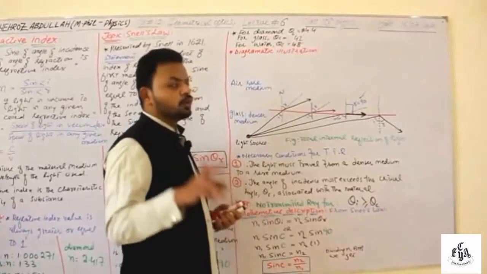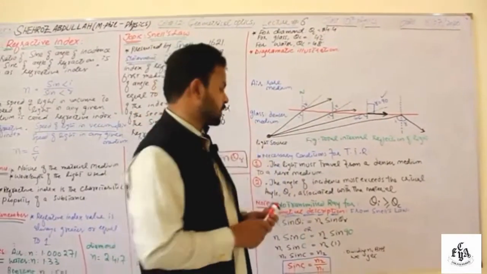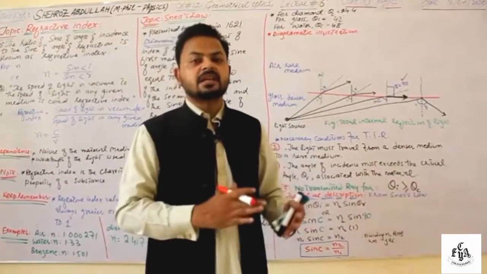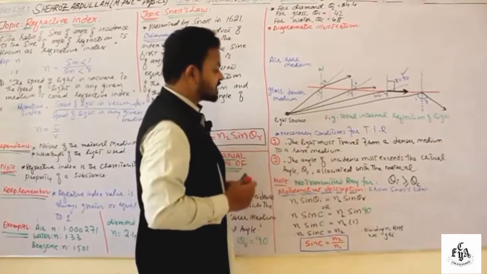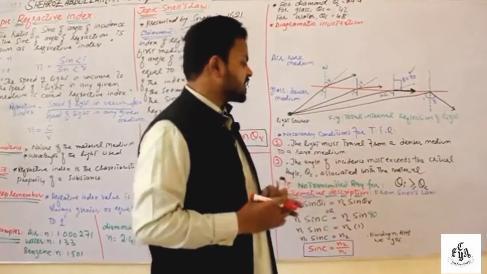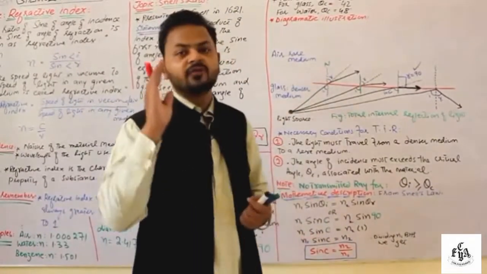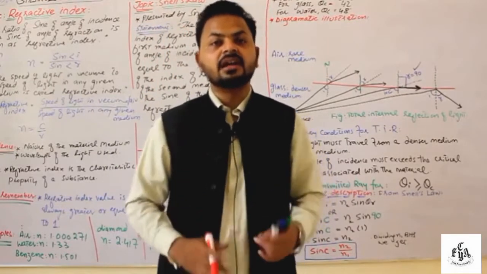Now there are two basic necessary conditions for total internal reflection. The first is that the ray of light must enter from a denser medium to a rare medium. Number two, the angle of incidence must exceed the critical angle theta c associated with the material. So these two conditions must be fulfilled for the phenomenon of total internal reflection.